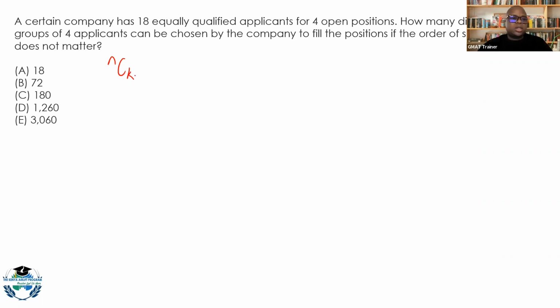So in this one also, if you look at it, we are selecting 4 applicants from 18 qualified applicants. So that is 18 combination 4. If you are able to translate this, then you can have your answer. This is also not a very difficult question. It's more or less a sub-550 difficulty question.